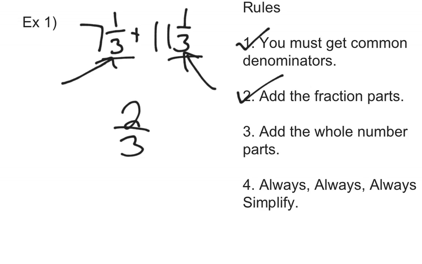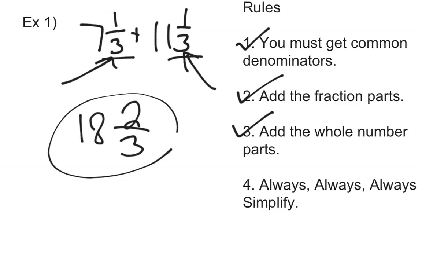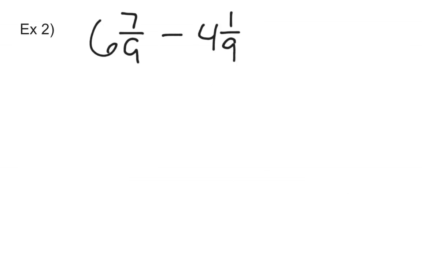Check. Add the whole number parts. Okay, 7 plus 11 is our whole number. 7 plus 11 is 18. Check. And 4, always, always, always simplify. So that means I look at, can I reduce the fraction 2/3? In this case, the answer is no. If it was an improper fraction part, then I would fix that too. It's not. 18 2/3 is simplified. Check. We're done with the problem. Okay, go ahead and try this one on your own, following the rules. Pause the video, try it on your own.